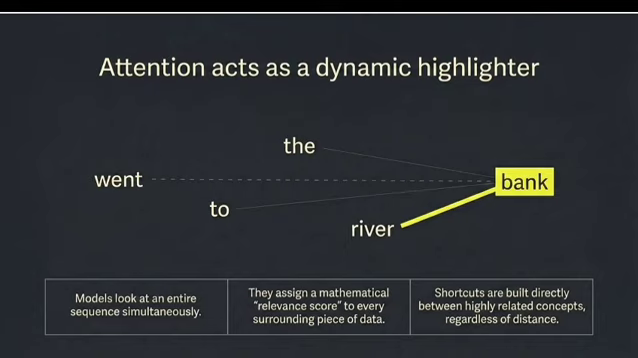Another point is that shortcuts are built between highly related concepts, regardless of distance. For example, in the previous example I gave, Akash went to a shopping mall. Akash and shopping mall will be interlinked and a shortcut will be formed between them, because those are very highly related concepts. Even though there are a lot of tokens in between, a shortcut is built between them, which reduces the processing time and the computation resources required.